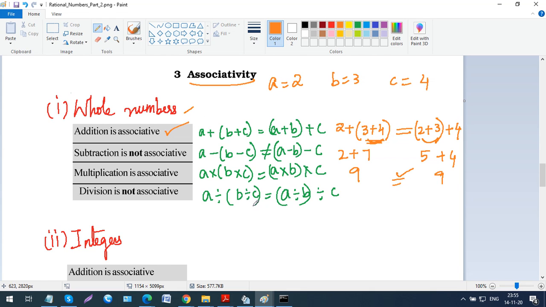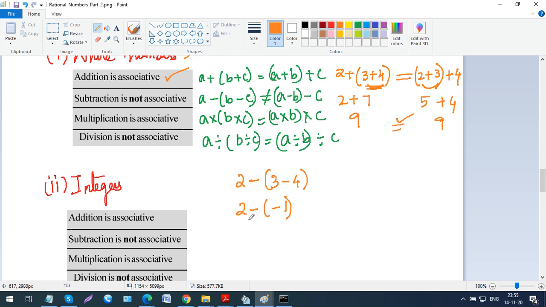Now let us take subtraction. If I take 2 minus 3 minus 4, what do I get? First I should do 3 minus 4, which is minus 1. Then it becomes minus minus plus, so 2 plus 1 is 3. Now let us check 2 minus 3 inside the bracket and minus 4 outside. I get minus 1 inside and then minus 4 outside, so minus 1 minus 4, which is minus 5. Here you're getting 3, here you're getting minus 5.